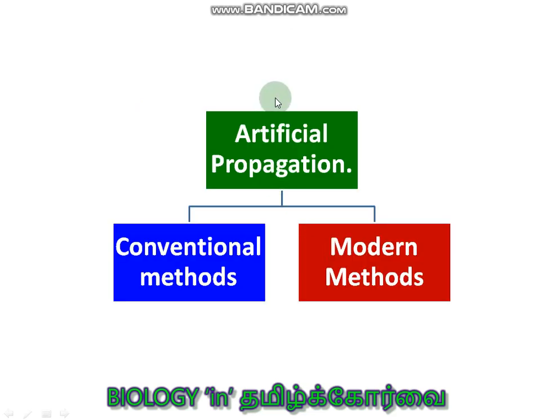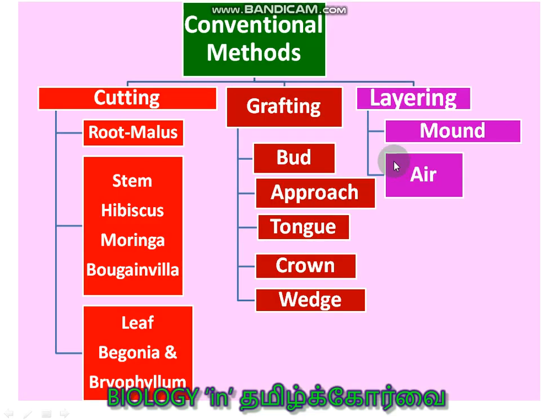When I started teaching you about artificial propagation, I asked you to draw the flow chart, and here I drew the flow chart for you. Those who have not drawn the flow chart can copy it from my video. Artificial propagation is divided into two types: conventional methods and modern methods. Under conventional methods there are three categories: cutting, grafting, and layering.